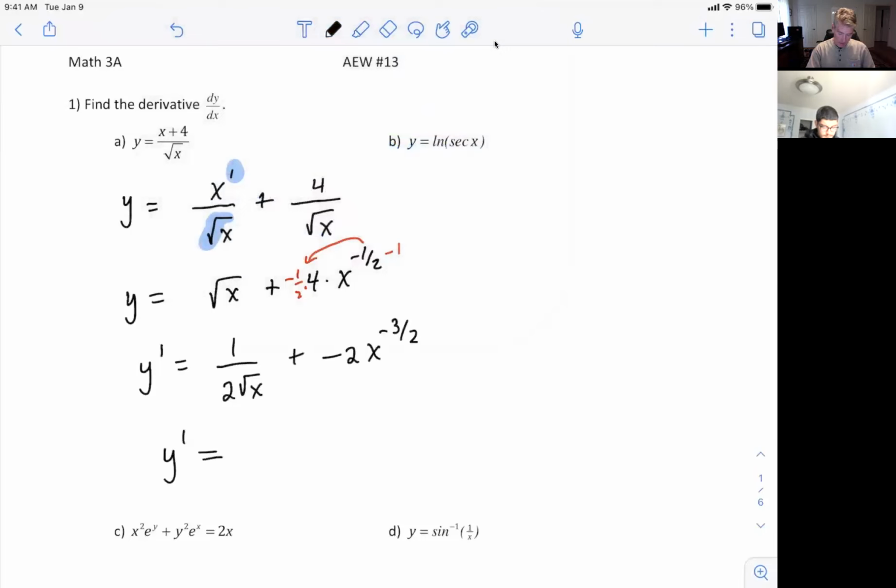Or if you don't leave any negative exponents, this second one is going to be negative 2 over, well, let's see, this means square root of x cubed. So for that one, the work was a little bit easier, but the answer is more complicated.